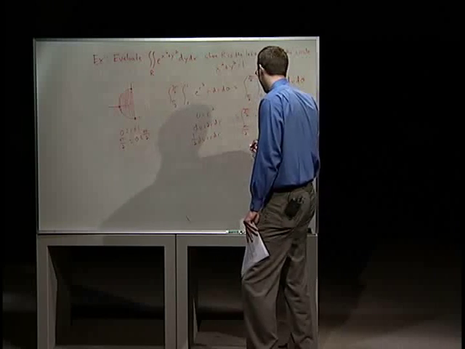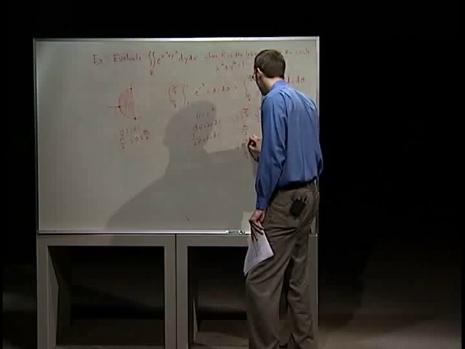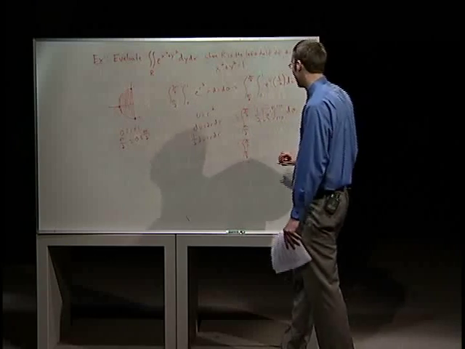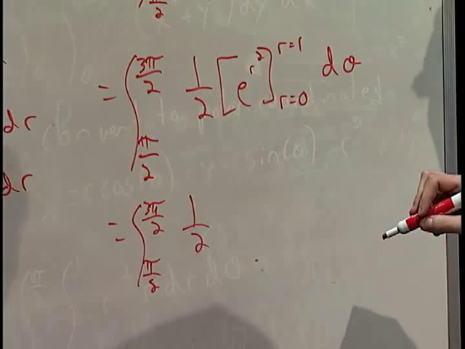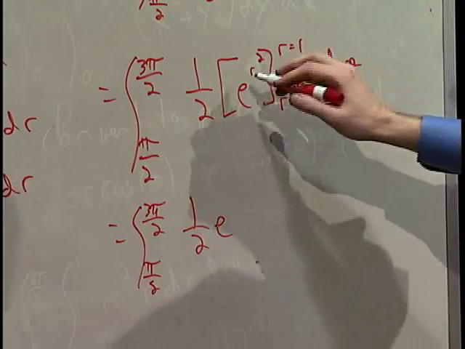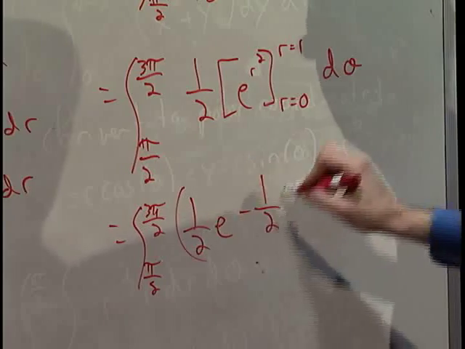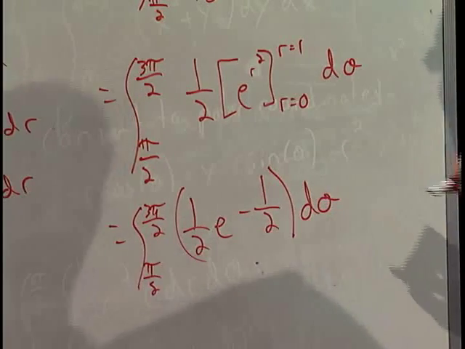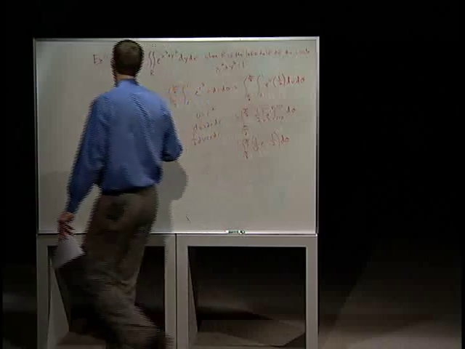So what does this end up being here? The integral from pi over 2 to 3 pi over 2. Let's see here. So we have a 1/2 hanging around. e to the r squared at r equals 1 is e, and e to the 0 is 1. So that's e minus 1, times 1/2, in terms of d theta. All right. Okay. Let's come over here maybe and keep working.